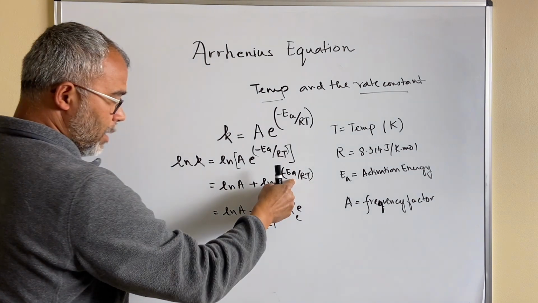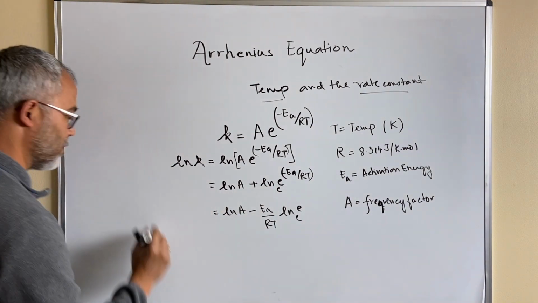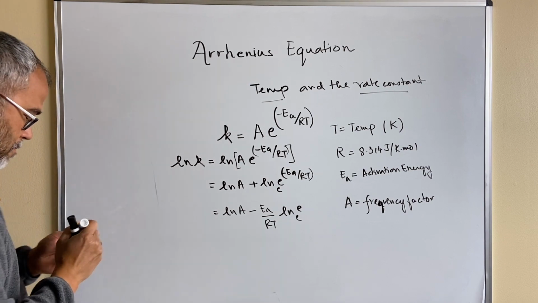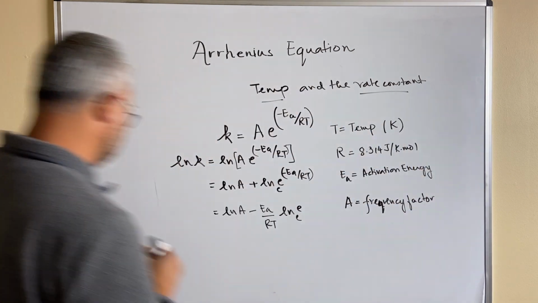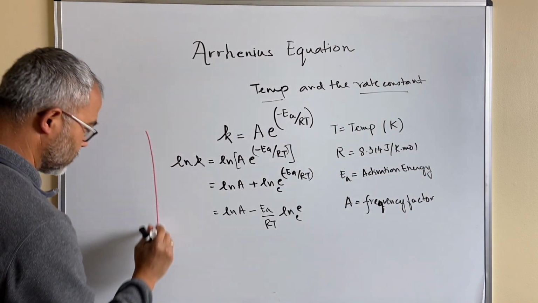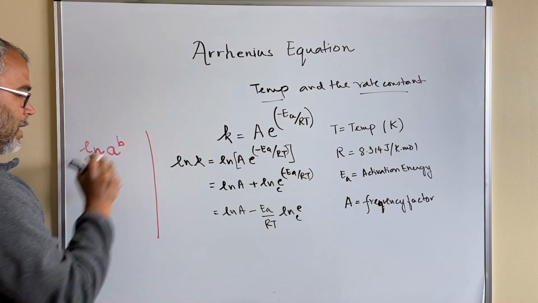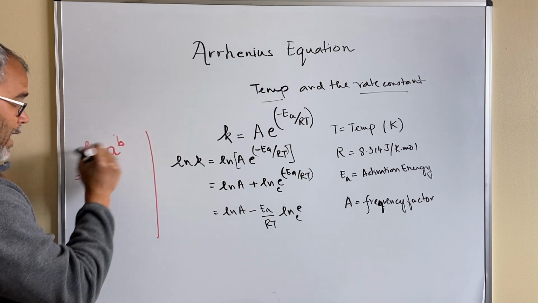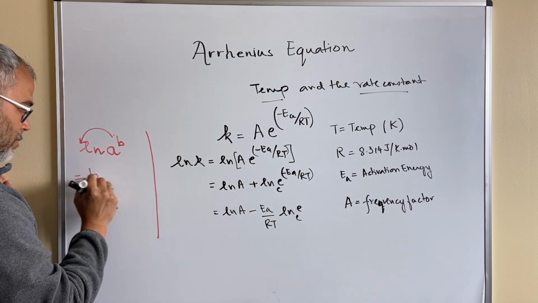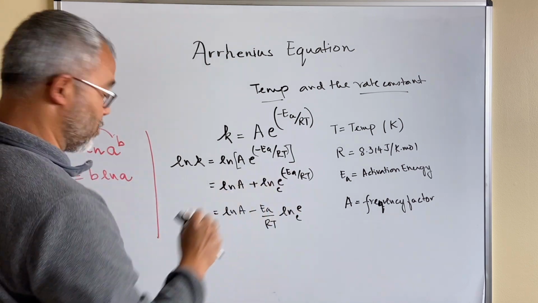Now, let me quickly show you on the side how I did that. That's a property of logarithms. My marker is not working, so let me just use a different color. If I have ln of A raised to B, that is equal to whatever it's raised to, that can be brought forward out here. So that's B times ln of A. That's the relationship I used out here.